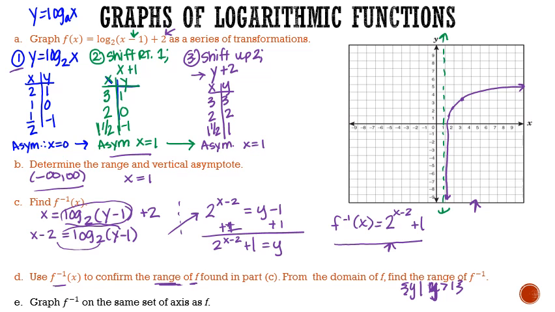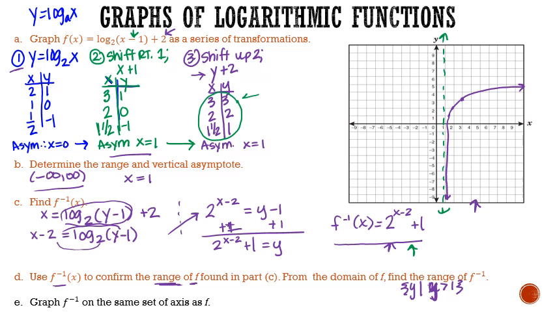And now it's wanting us to graph the inverse function on the same axes as f. So to graph this inverse function, you could go through and do a table of values for this graph, or you could just recognize that this is an inverse function. So to graph the inverse, you just switch the x and y values.